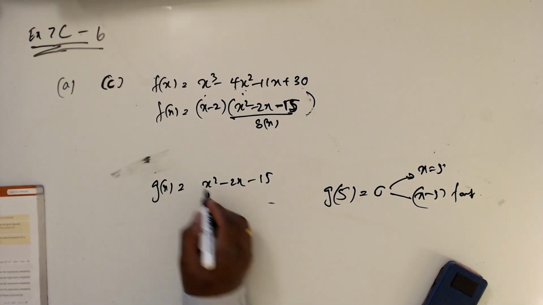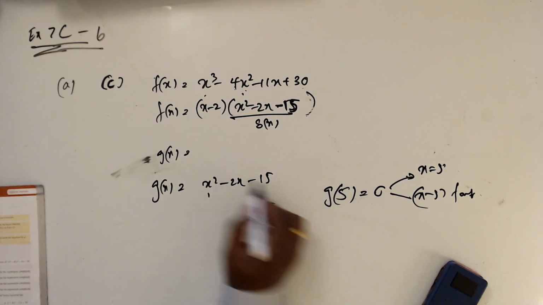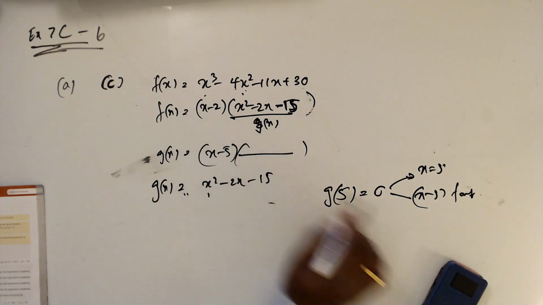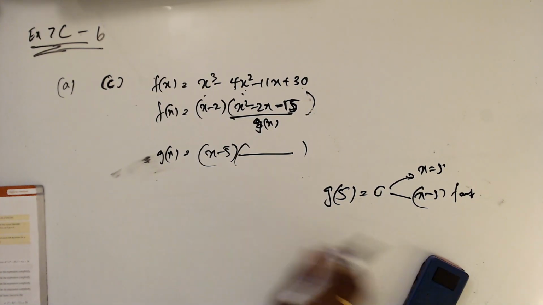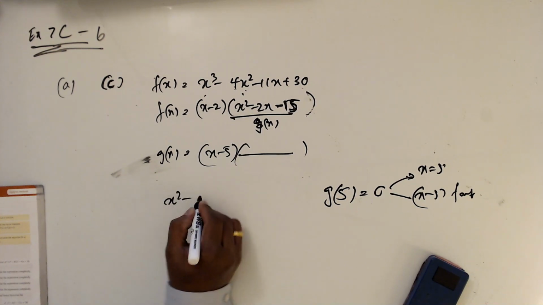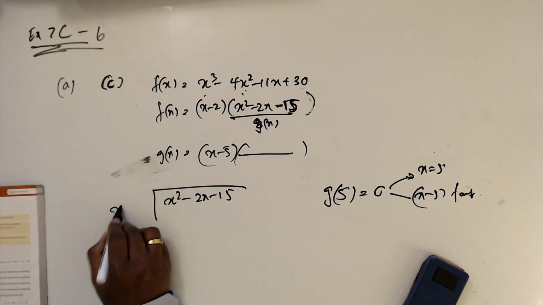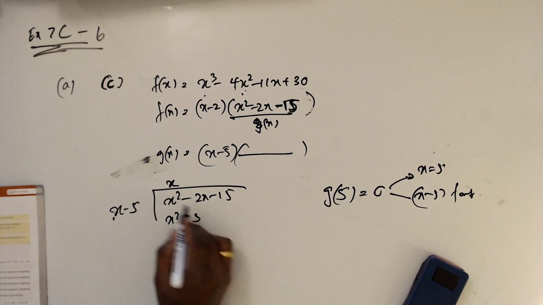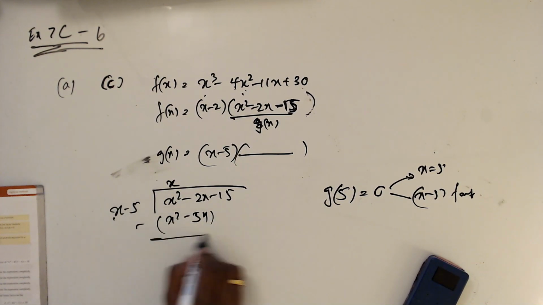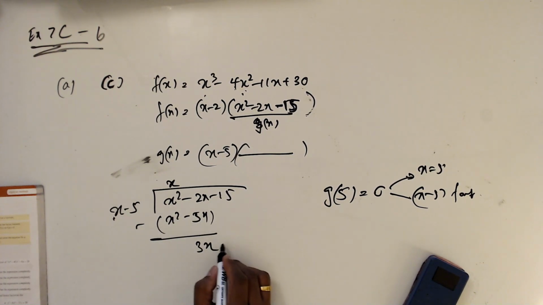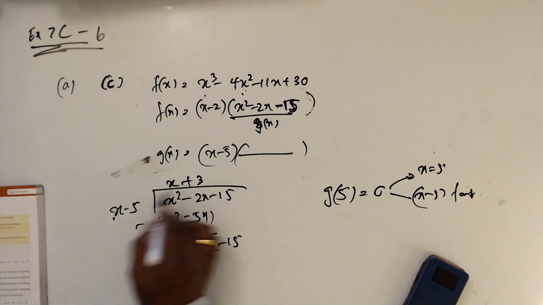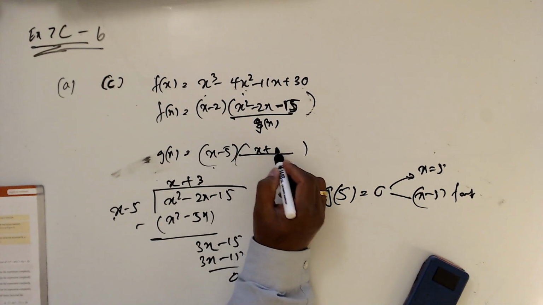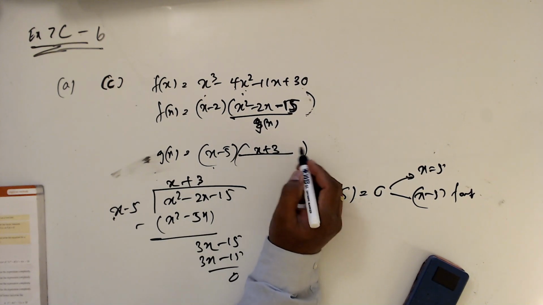Now gx you can write as x minus 5, this is gx, times something. Now we have to divide this one: x square minus 2x minus 15 divided by x minus 5. How many x goes to x? X. X square minus 5x, minus 8 is going to be 3x minus 15. Then plus 3, 3 times x, 3x. This is 15 equals 0. The quotient is x plus 3.